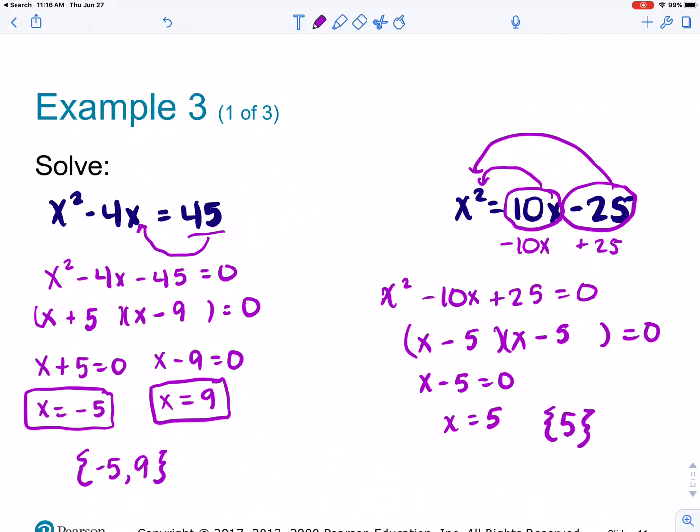And what these solutions are is where the parabola crosses the x-axis. So in this case, I would have a parabola that's hitting at -5 and +9. So my parabola would be looking like this. But in this case, it only hits it once, so what's happening is this parabola is sitting on the x-axis at 5. Its vertex is at 5. So that's what those solutions are representing, where they cross the x-axis.